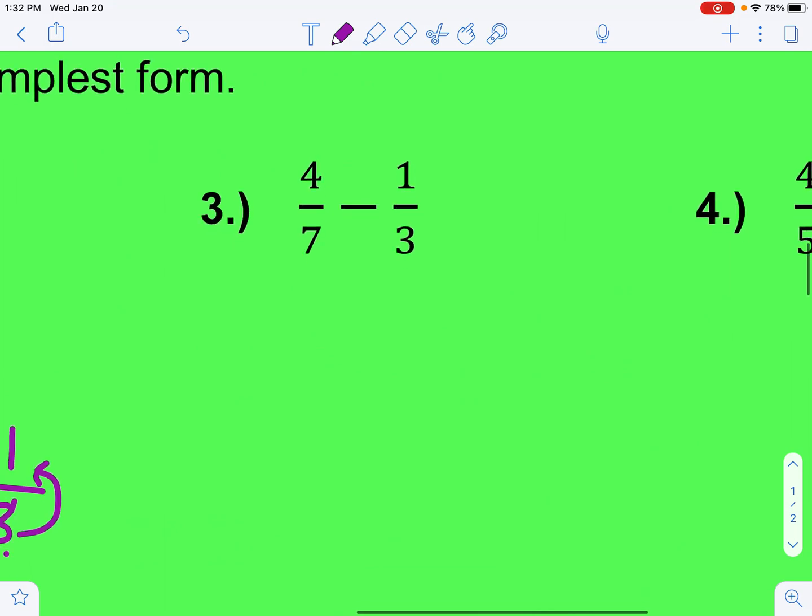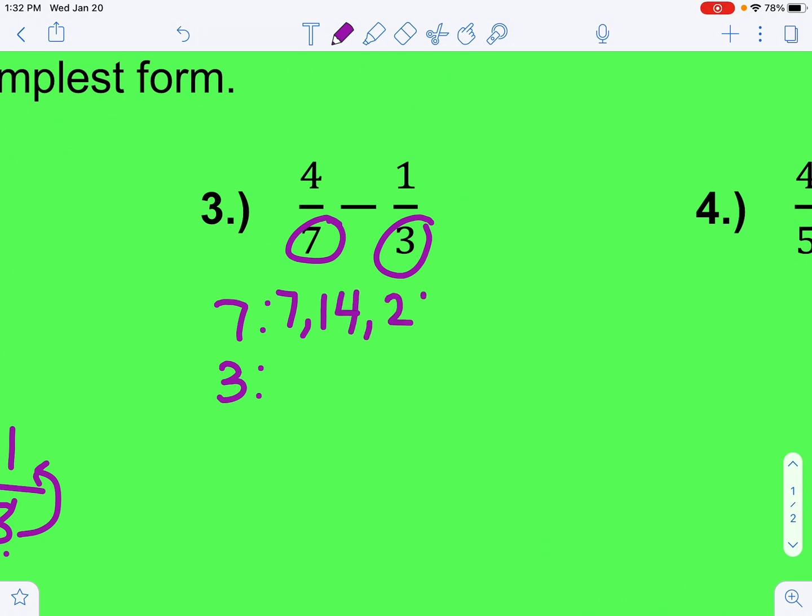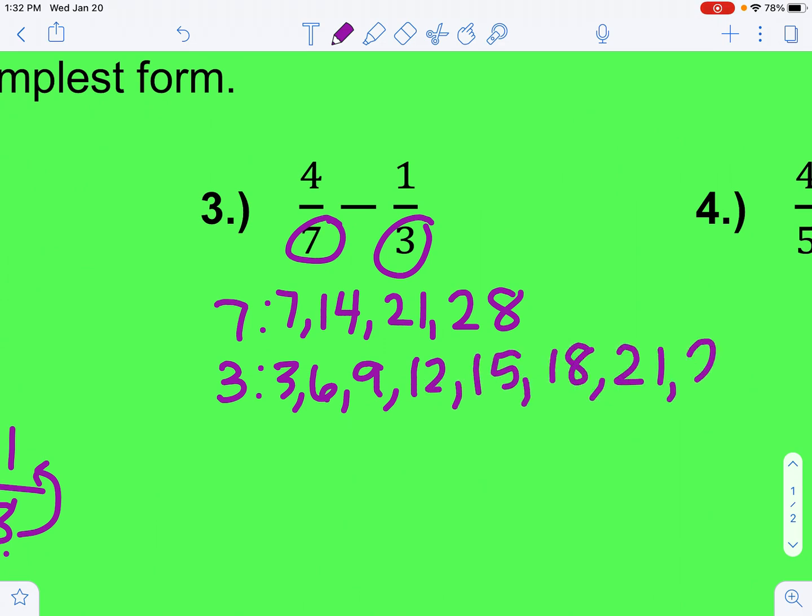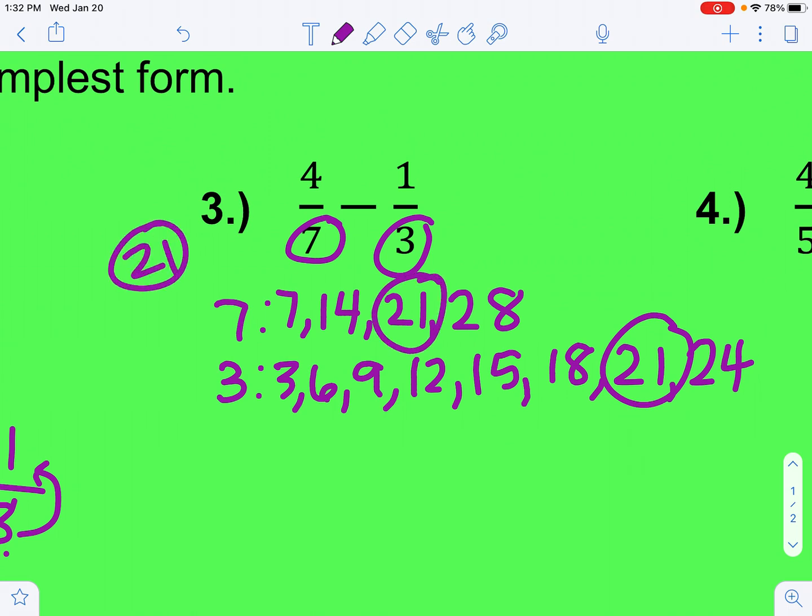Moving on to number 3. We have 4/7 minus 1/3. Alright, if you notice, we have 7 and 3, and those are not the same denominators. So we need to count by 7 and by 3 to figure out what our denominator is going to be. Starting with 7: 7, 14, 21, 28. We'll stop there. Alright, 3: 3, 6, 9, 12, 15, 18, 21, 24. Do they already have one in common? Yep, they have 21. So off to the side, I'm going to write 21.